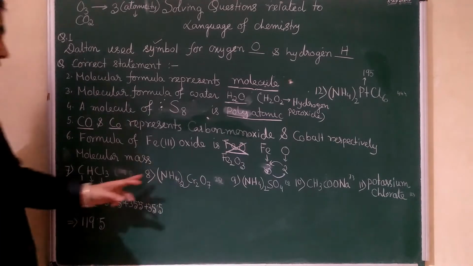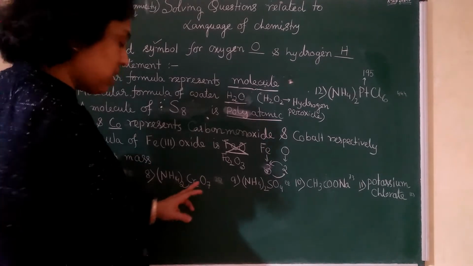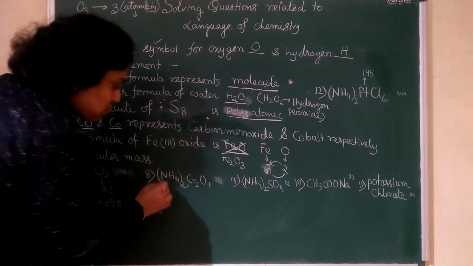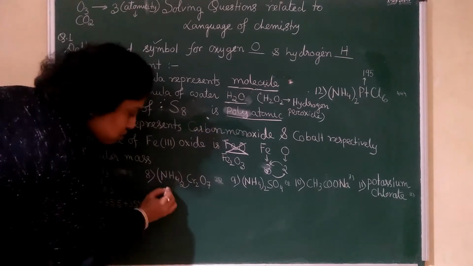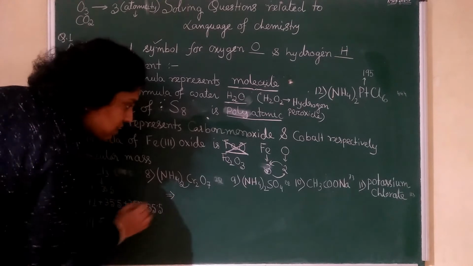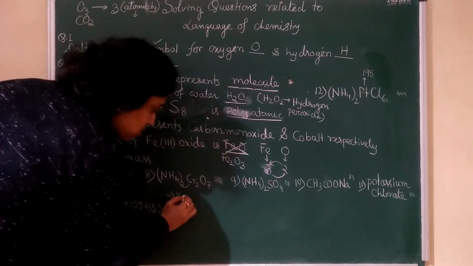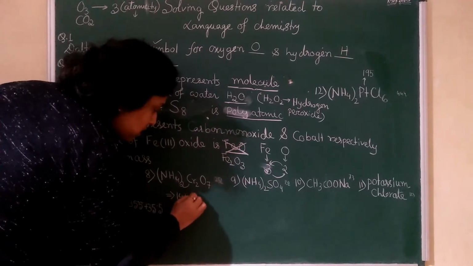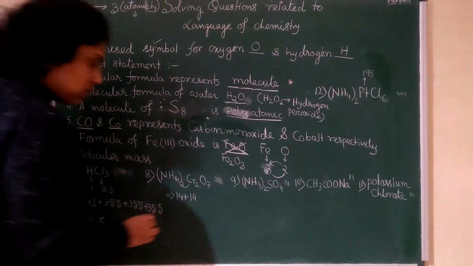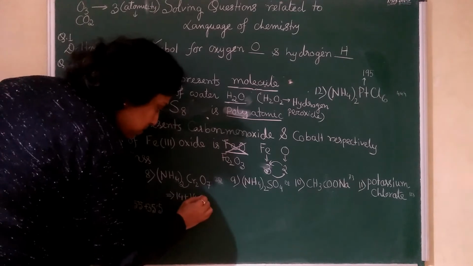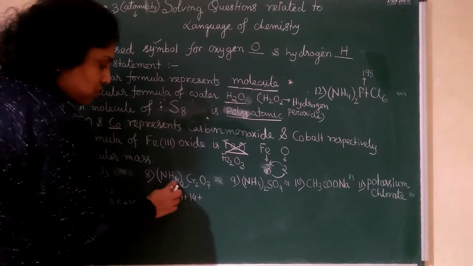Next one is ammonium dichromate. Dichromate. So what will it be? Nitrogen, but it is in bracket 2, meaning nitrogen will be 2 times. So what is the nitrogen value? 14. Atomic mass is 14. Two times you have to write, so 14 plus 14 or 14 into 2. Okay. Then plus hydrogen will be how many times? 8 times, because 4 into 2 is 8.